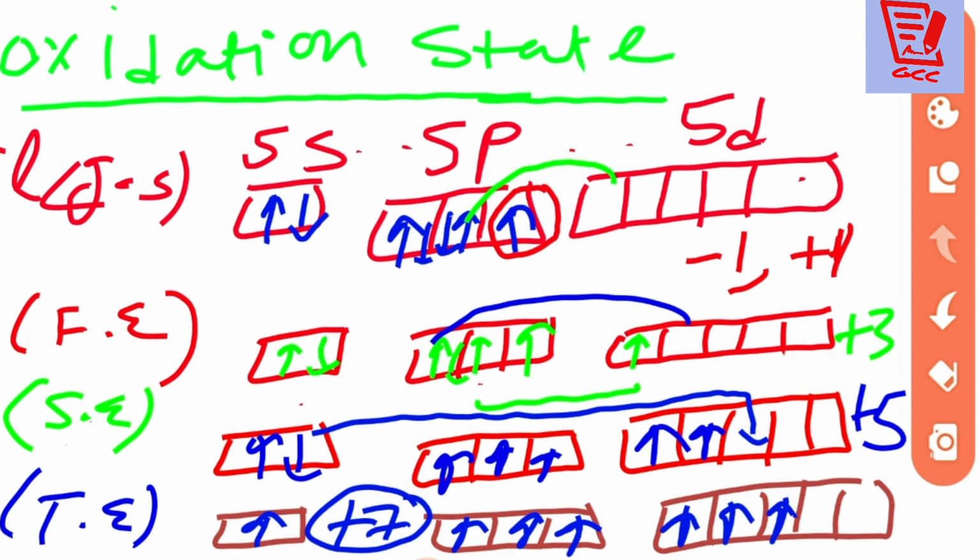Is that clear to you? Okay, so this is the reason why the other elements show higher oxidation states: because of the presence of vacant d orbitals. Okay students, I hope you all are getting this point. Thank you very much to all of you.